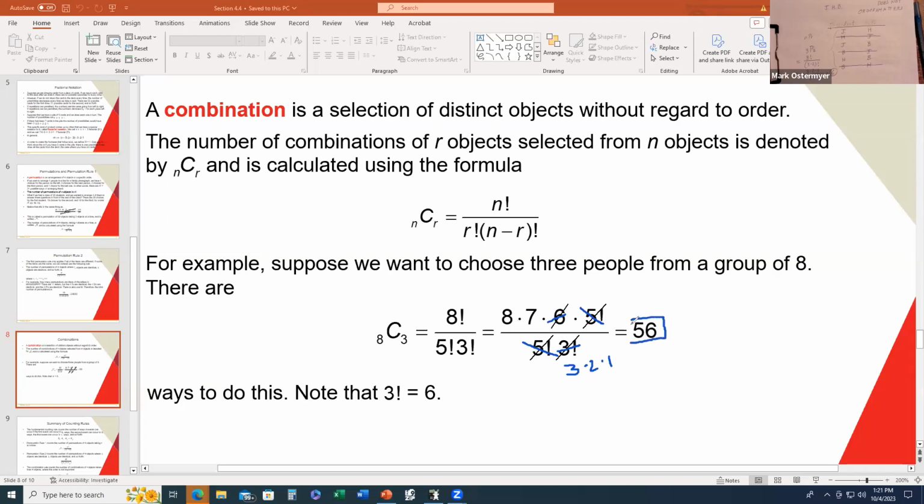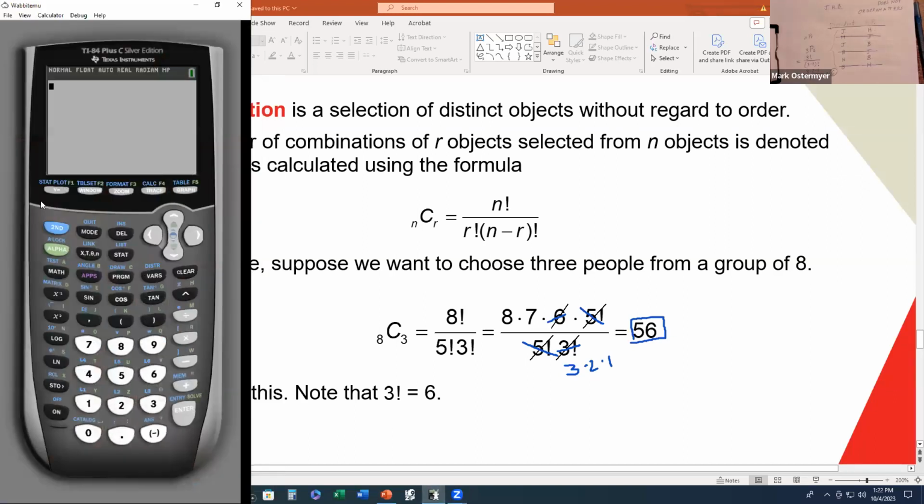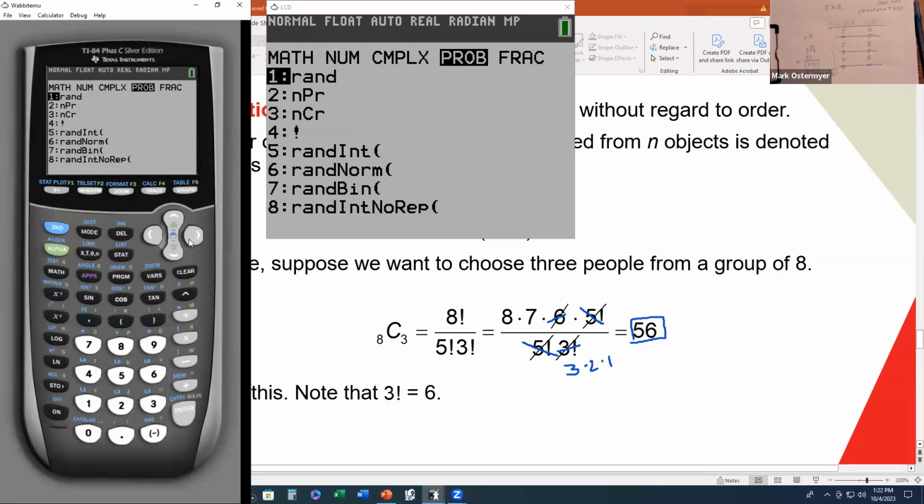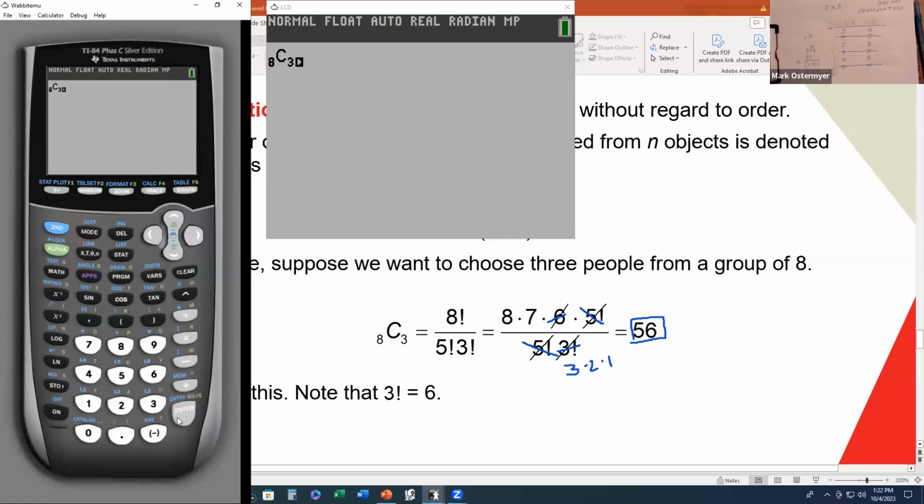Now, an easier way to have done this is to just use your calculator: 8 in combination with 3. You don't have to use the factorial business for the combination or the permutation. It's a lot quicker if you just use the function directly. So 8 in combination with 3: press math, probability, go down and grab the combination function, nCr, 8 in combination with 3. Enter, 56. So do we understand how to use our permutation or combination functions on our calculator?